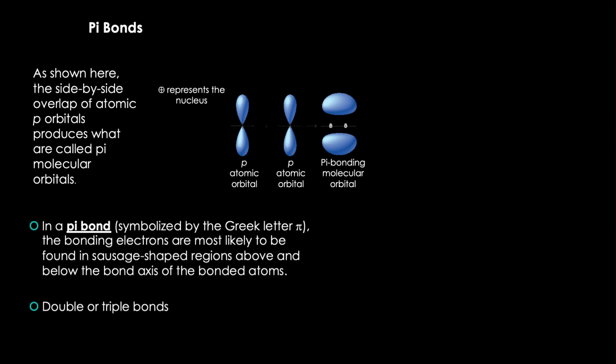Now, pi bonds. As shown here, the side-by-side overlap of p atomic orbitals, which we know are dumbbell-shaped, produces what are called pi molecular orbitals. So we see the p atomic orbitals and then the p bonding molecular orbital. In the pi bond, symbolized by the Greek letter pi, the bonding electrons are most likely to be found in a sausage-shaped region above and below the bond axis of the bonded atoms. And pi bonds are in double and triple bonds.